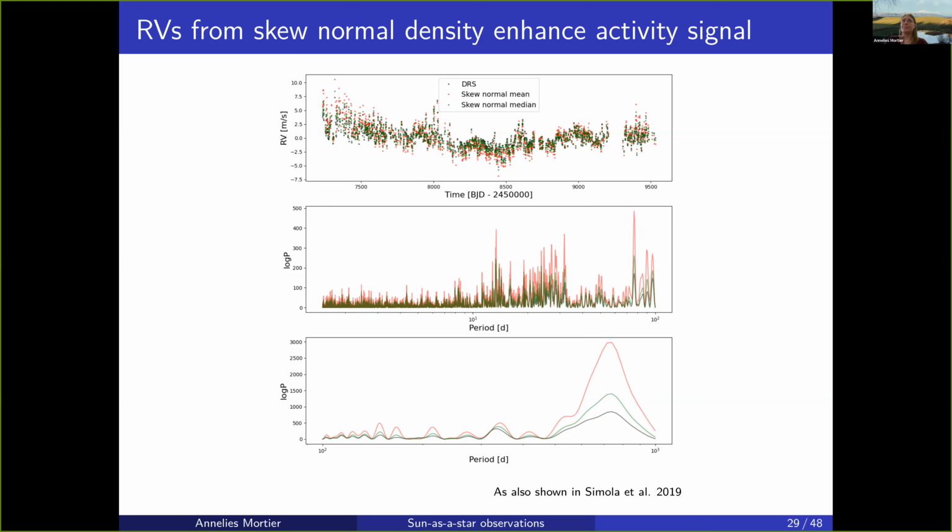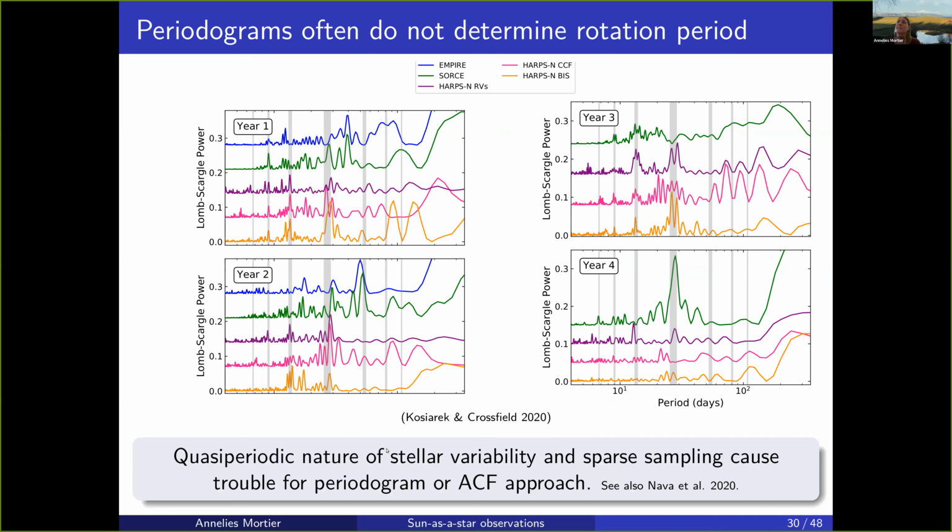Now, this is all work that has been done on the HARPS-N solar data, by the way. Molly Kosiarek and Ian Crossfield released in 2020 a paper where they looked at our HARPS-N radial velocities, the first 3 years of which are public, the width of the CCF, the bisector, and also some photometry. And what you see here are the different periodograms over those 4 years. And as you can see, they somewhat look similar in a way, but not always.